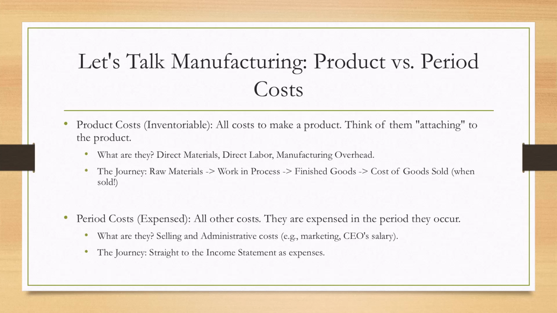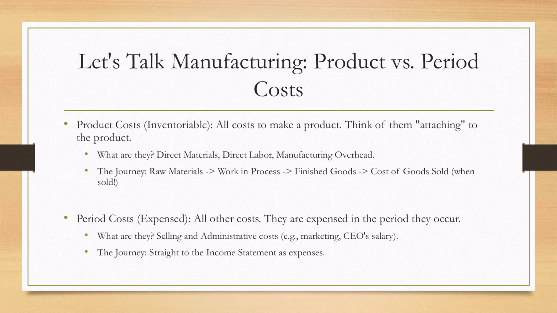Next, let's look at a classification that is absolutely essential for financial reporting: product versus period costs. Product costs, also known as inventorable costs, include all costs necessary to make a product. This includes direct materials, direct labor, and manufacturing overhead. The key concept here is that these costs attach to the product itself.